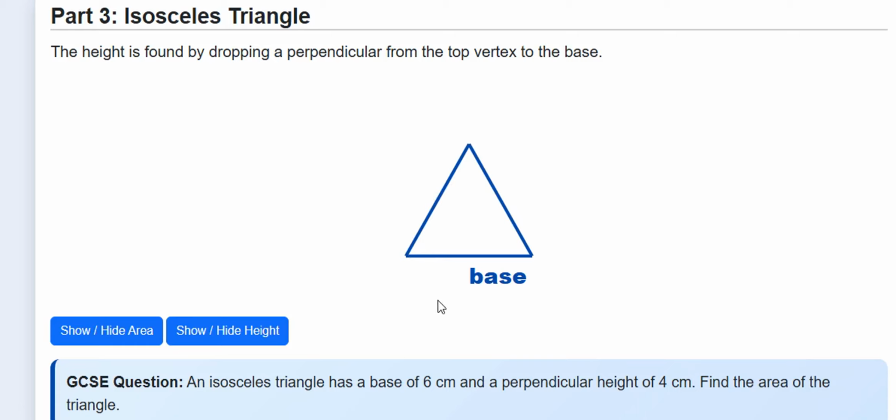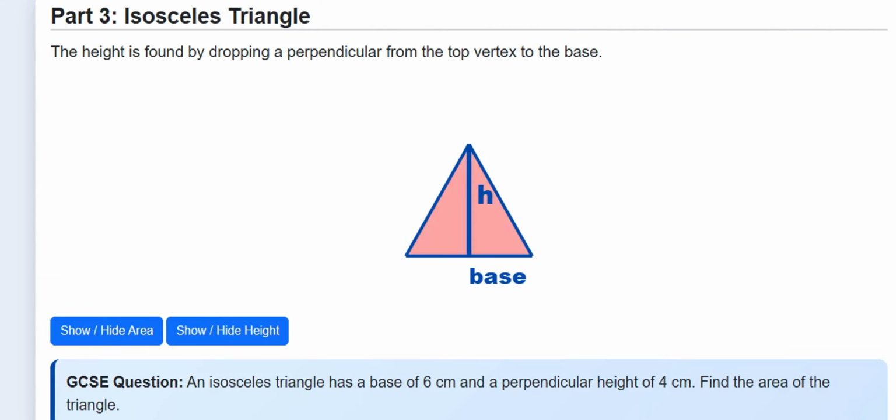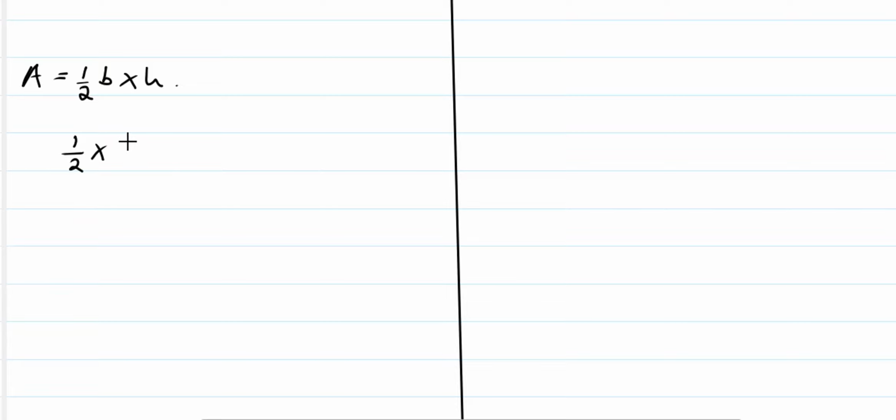Then it also has the base, but that might not affect our way of calculating the area, because of course the height remains there, which is 4 centimeters. We are asked for the area, the region enclosed by the sides of the triangle. Since we have the base, which is 6, we can still apply our formula: area is given by half base multiplied by height. We are told the base is 6 centimeters and the height is 4 centimeters.